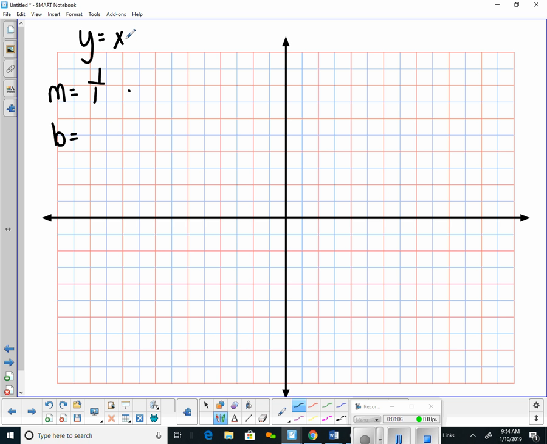Now, I did not have a b, so that would be the same as adding a 0. So my y-intercept is 0. So here's my point. This was positive, so I'm going to go up and over 1. And then I'm going to draw my line and label it.